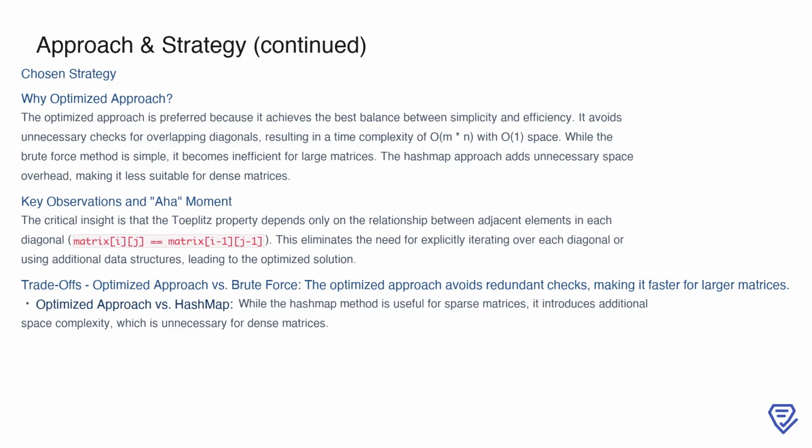The key insight that makes the optimized approach so effective is the realization that the Toeplitz property depends solely on the relationship between adjacent elements in each diagonal. This eliminates the need for iterating over entire diagonals or using additional data structures, making it not only efficient but also elegant. The trade-offs are clear. The optimized approach is faster than brute force and more space efficient than the hash map method.